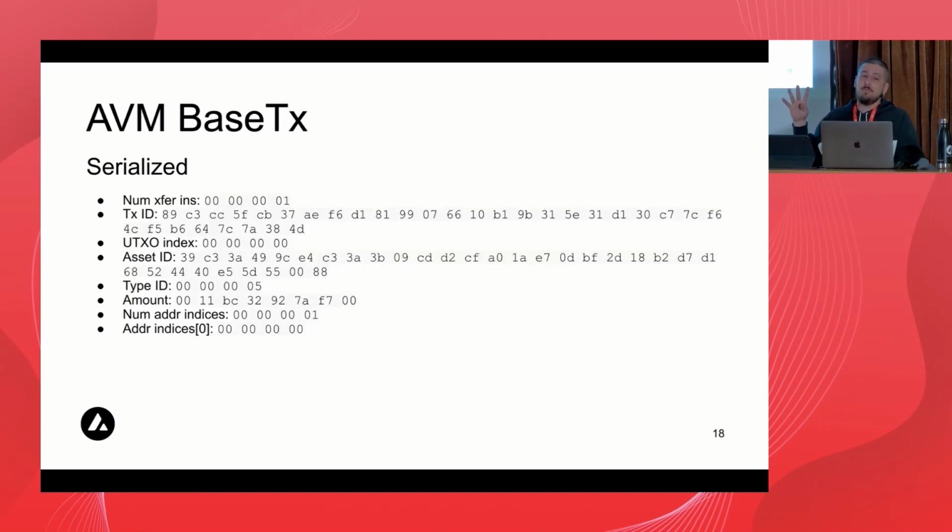Again, same pattern, 4 bytes that tells us there's one, 32 bytes for a transaction ID, 4 bytes for a UTXO index, because remember, there could be multiple UTXO outputs in a single unspent transaction output. 32 bytes for the asset ID, 4 bytes for the type ID. As I mentioned, 5 is a SecP transferable input, 8 bytes for the amount, 4 bytes for the number of address indices, and then 4 bytes for the address indices.